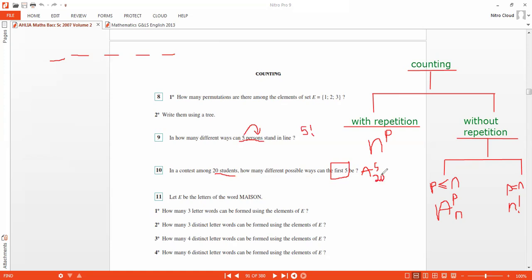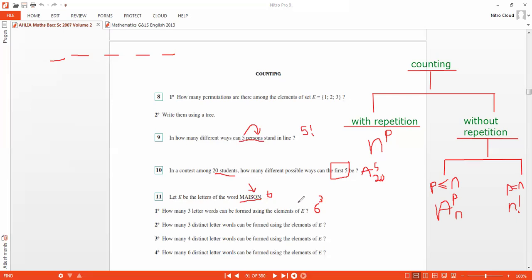Okay? In number 11, we have a question that summarizes everything if you want. So we have the word maison, and I need to do 3-letter words of this word, the original one. But they didn't mention if they wanted distinct or not. So repetition is allowed, and I'm using 3 out of 6. Here we have 6 letters. So it's with repetition and power P.